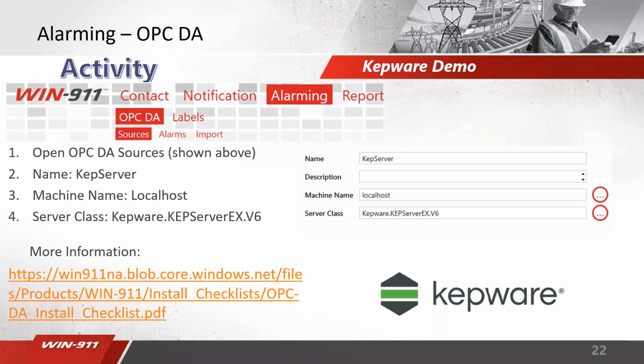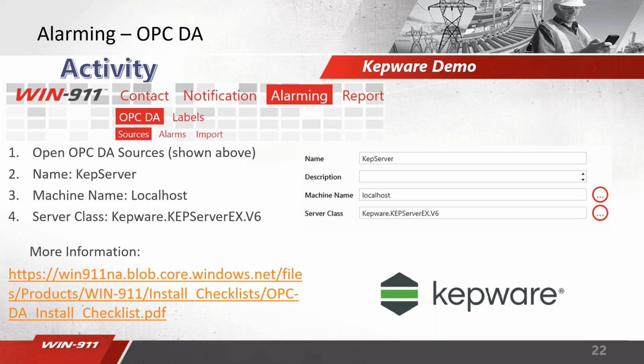So name, that's just user defined, whatever you want to call it. Description, whatever you want to call it. And then the machine name is going to be where that OPC server is located. Is it on the local host where WIN-911 is? Or is it on a remote machine? And you might have to type in an IP address or a host name.